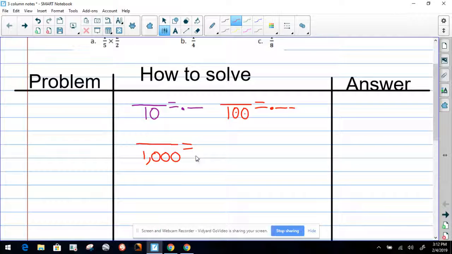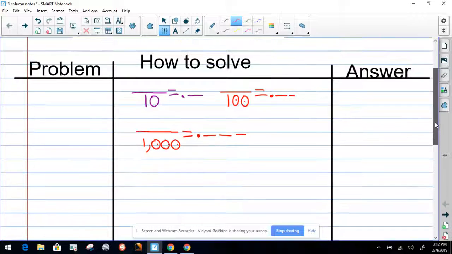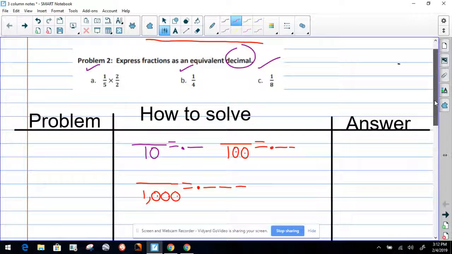Now, why is that important? Because this will allow you to write it again as a decimal. So this decimal will be one, two, three places. Okay, so that's important. You need to remember that. Let's look at the first problem.